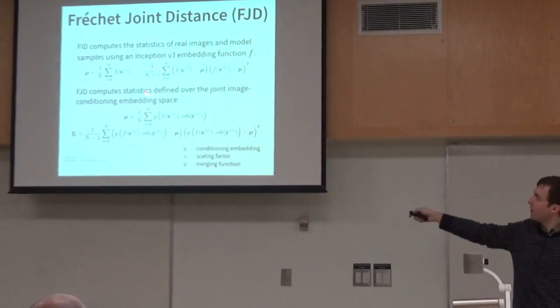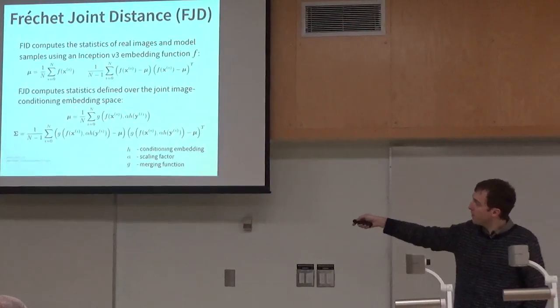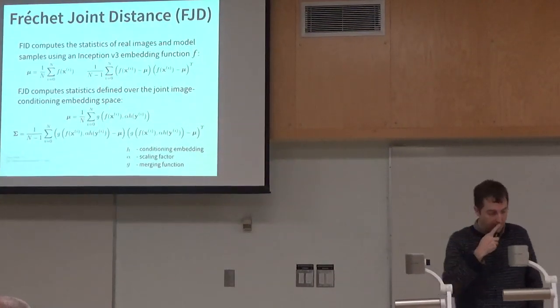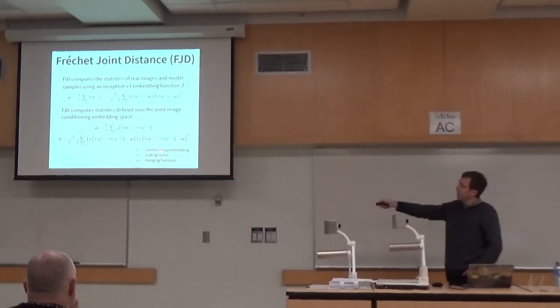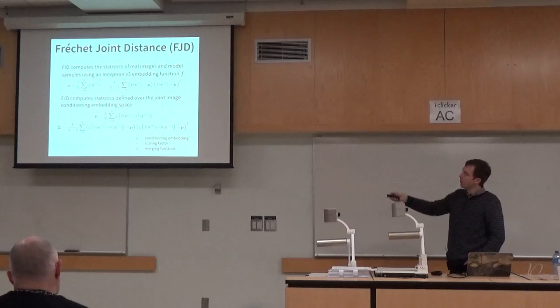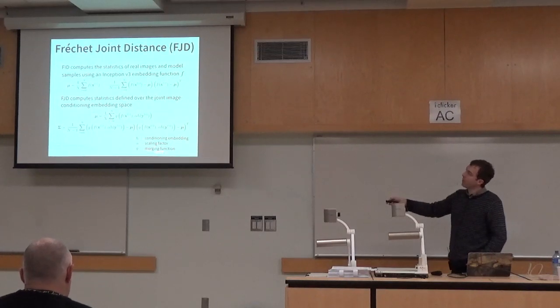So we did this for the reference distribution, and this for the images that are being generated, and then we get a distance. So there are three things to choose. One is the embedding that we use for the conditioning information, one is the scaling factor, and one is the merging.